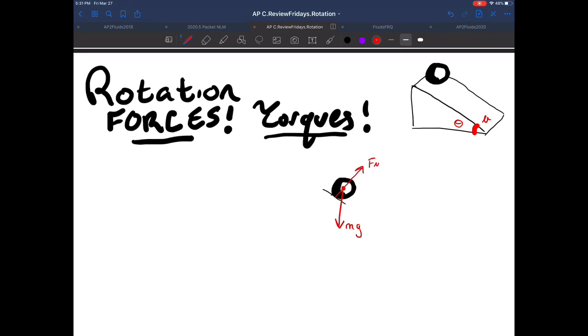We'll have a friction force pulling up. Okay, now what is the rotation point? The rotation point is the center of our object. So if we begin to write out, let's say, the torques, there's only one of these forces that will create a torque.